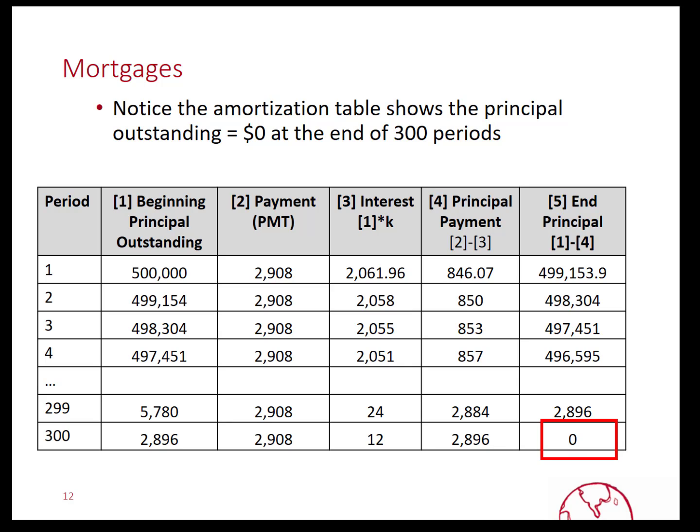How much is it dropping by? Well, look in column 4, you can see it starts off by dropping by $846 in the first period, $850 in the second period, and so on. And your end principal balance outstanding is declining as well. In the very final period, or period 300, you start off by owing $2,896. Your payment is going to be that equal amount of $2,908, of which only $12 is going to be interest, and the remainder is repaying the outstanding amount of your mortgage.